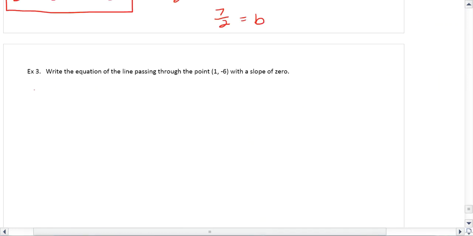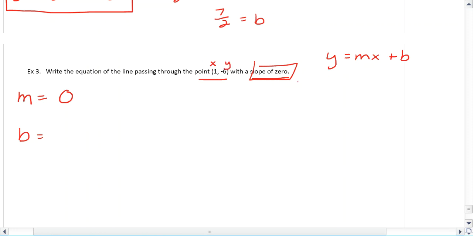The next example asks to write the equation of a line that passes through the point (1, -6) and has a slope of 0. So once again, I'm looking for m and b, m being the slope. This time we are told that the slope is 0, so I'm going to write that in. And once again, we're missing our b. So this hopefully is going to sound repetitive from the last example. Of these 4 letters in this equation, I know 3 of them. So let's plug in the 1 for x, the -6 for y, and that the m is 0.